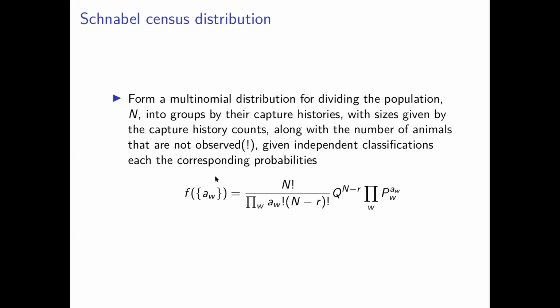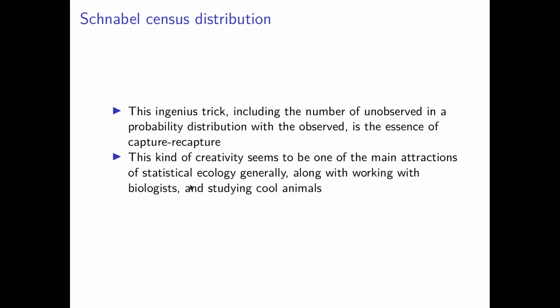So this is ingenious, right? We're including the number of unobserved animals in a probability distribution with the observed. And that's really the essence of capture-recapture. That's how it works. That kind of creativity seems to be one of the main attractions of statistical ecology generally, along with working with biologists and studying cool animals.